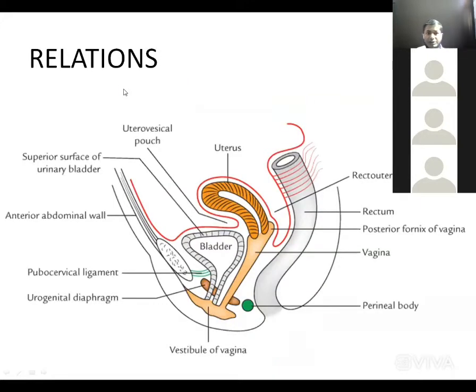Now coming to the relations of the uterus. I told you last time also, whenever we are discussing the relations of any organ, discuss under two headings. First the peritoneal relations, second the visceral relations. Now first the peritoneal relations. Where I am moving the cursor, that dark black line is representing the peritoneal fold.